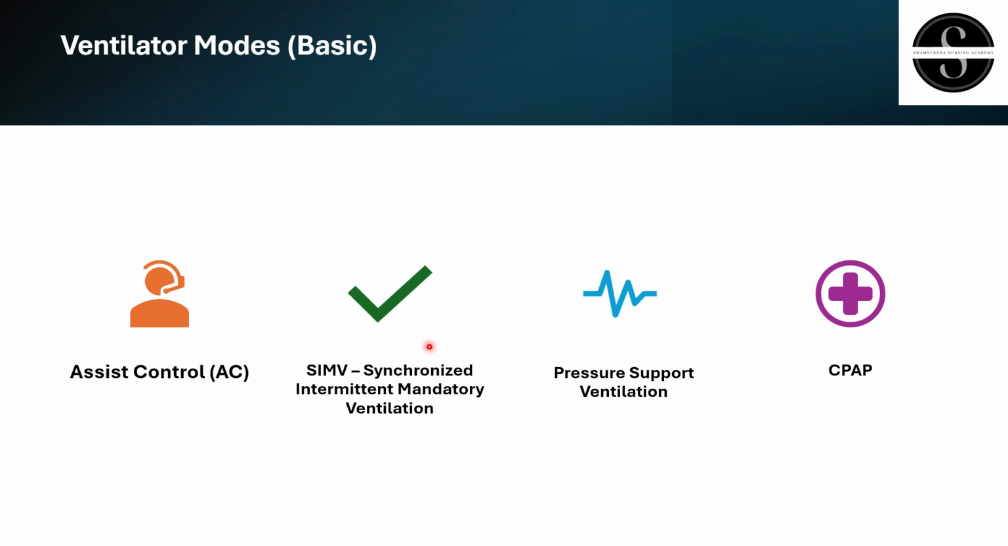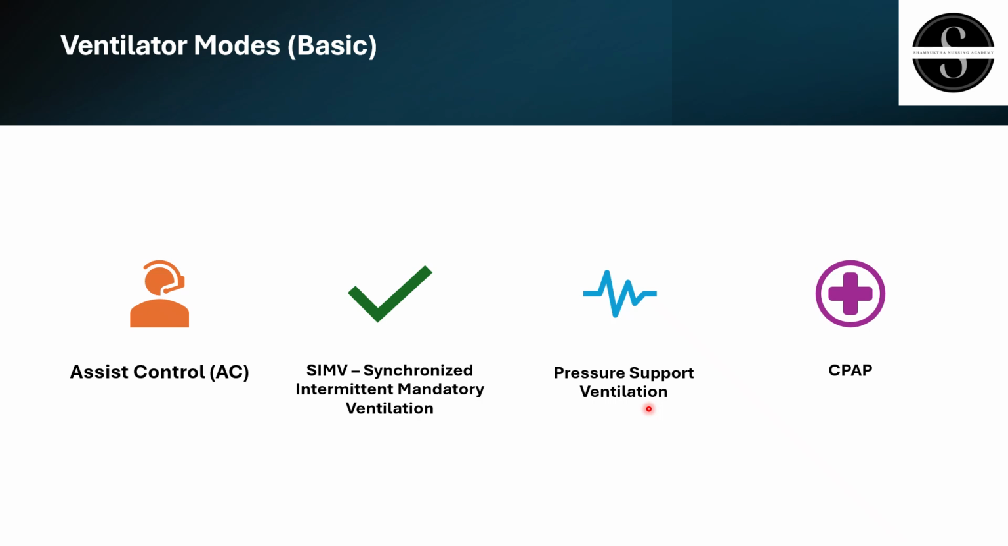Usually during weaning phase, we will put the patient in SIMV mode. So the ventilator will give half the breaths, and the patient will give half the breaths. Okay, so this is the SIMV mode, synchronized intermittent mandatory ventilation. Then pressure support ventilation, this is the third mode.